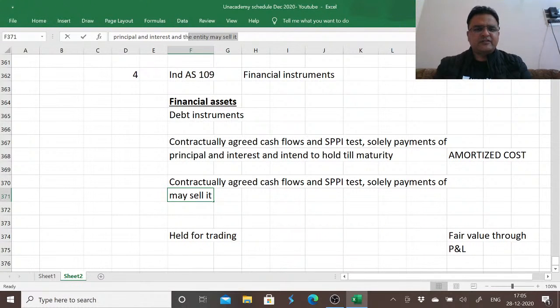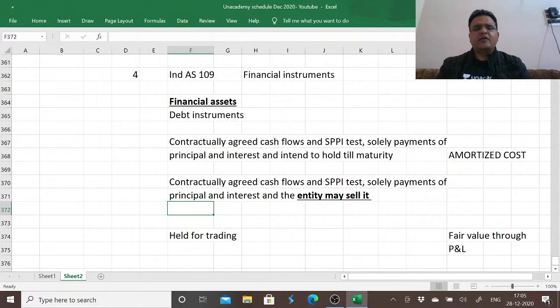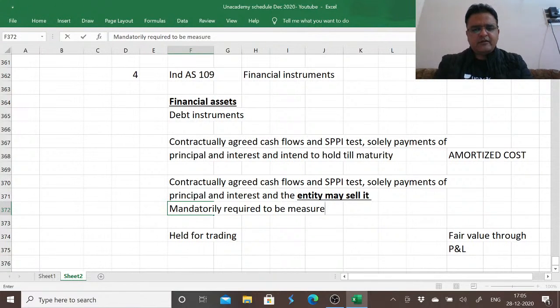Now this is a situation which is somewhere in the middle. This is not clear. They are not clarifying whether they are holding it for sale. They are not clarifying whether they will be holding it till maturity. They are saying that if needed, if they need funds, they may sell it. So this is mandatorily required to be measured at fair value through OCI.